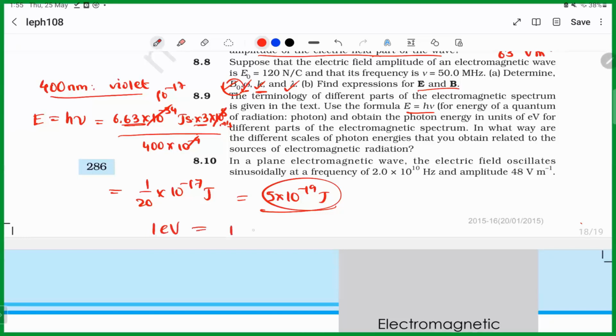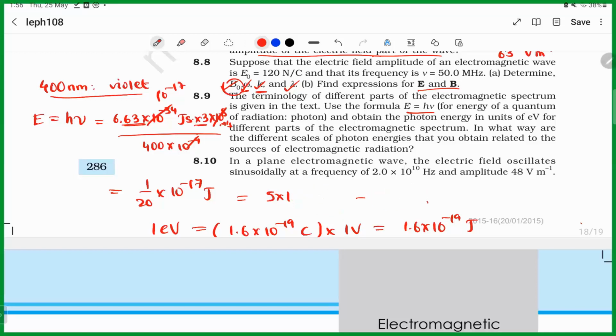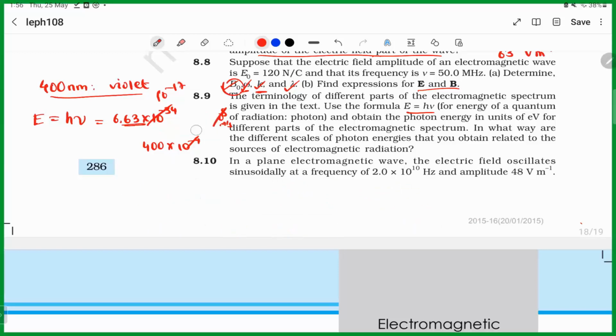1 electron volt is 1.6 × 10⁻¹⁹ coulomb, right? That's an electron, into 1 volt. 1 coulomb into 1 volt is 1 joule, right? We know this. So this is 1.6 × 10⁻¹⁹ joules. So if we have something like 5 × 10⁻¹⁹ joules, we can write this as approximately 3 electron volts. Now 3 electron volts is something that we can all understand properly and deal with. So that's how we convert joules to electron volts and represent the energies of different spectra of the electromagnetic spectrum accordingly.